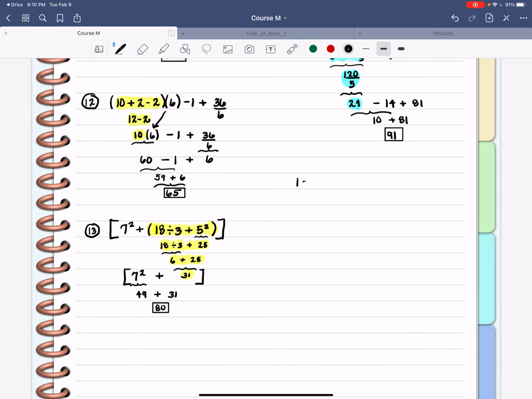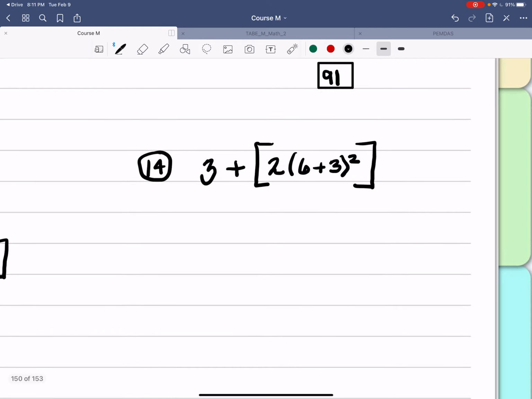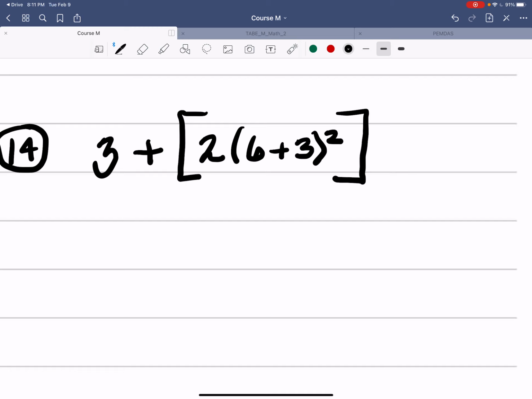Number 14, I'm going to try to squeeze right there. We have a 3 plus brackets 2 parentheses 6 plus 3 close parentheses squared close brackets. Parentheses first. Right there.